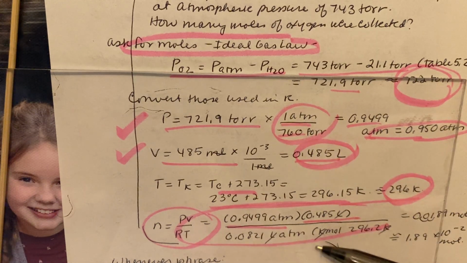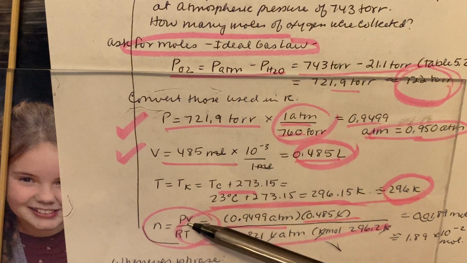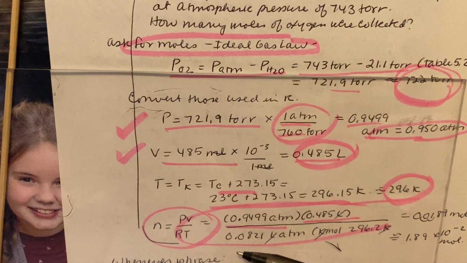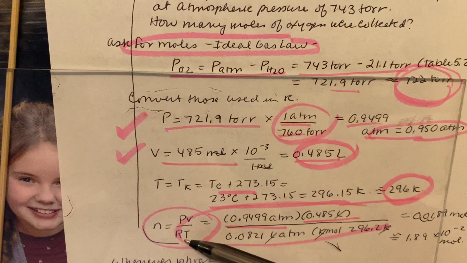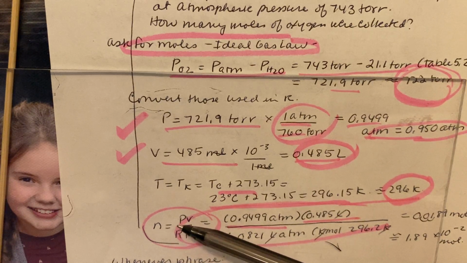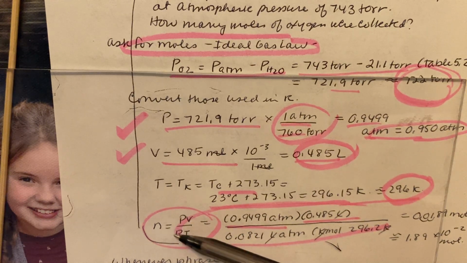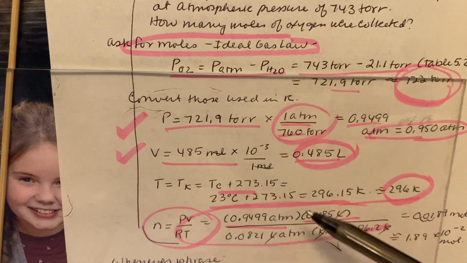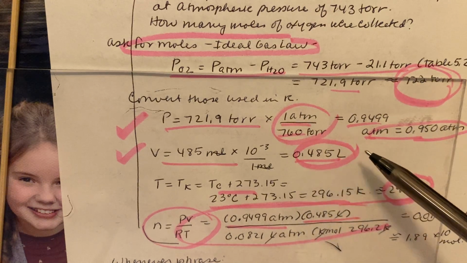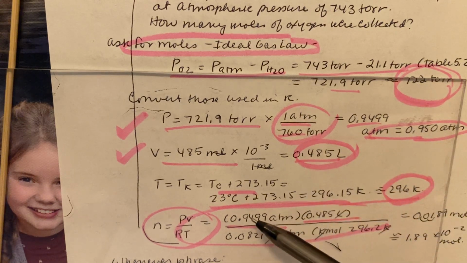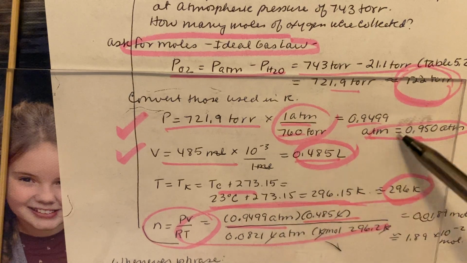Now we can plug those values all into our n equals PV over RT, which we developed because we're looking for the moles. So instead of PV equals nRT, we rearrange it. We're using this formula, and then we put in all these. This is ATM. We put in 0.9499. So this is actually this one. I don't know why I put that in there, but it's this one.